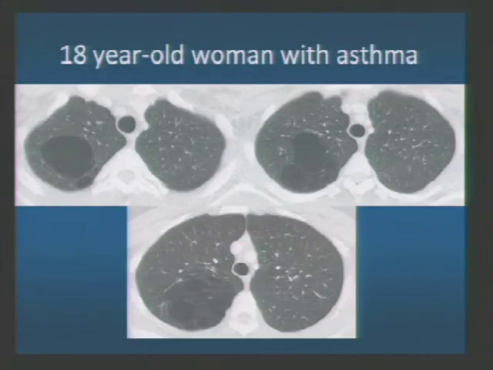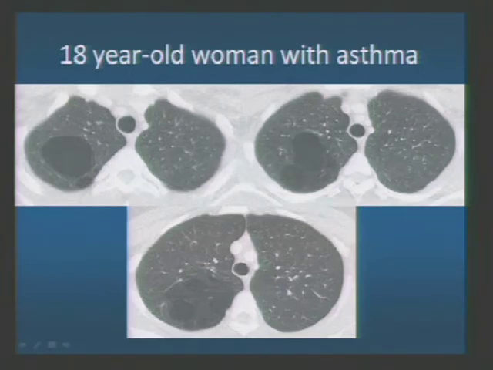The next case is an 18-year-old woman with asthma, and she underwent CT examination, I believe initially looking for tracheomalacia because she had pretty severe unresponsive asthma. And on the CT examination, you see that there's this conglomeration of thin wall cysts within the apical and posterior segments of the right upper lobe.